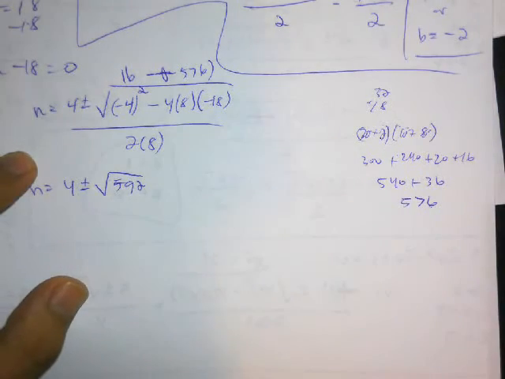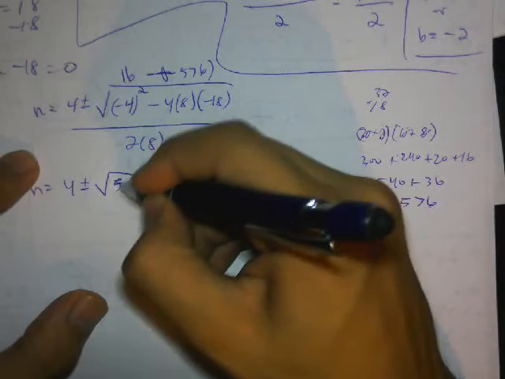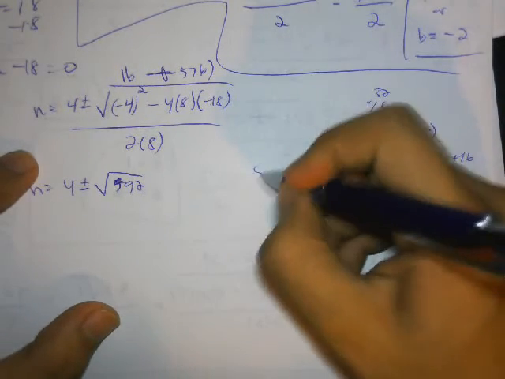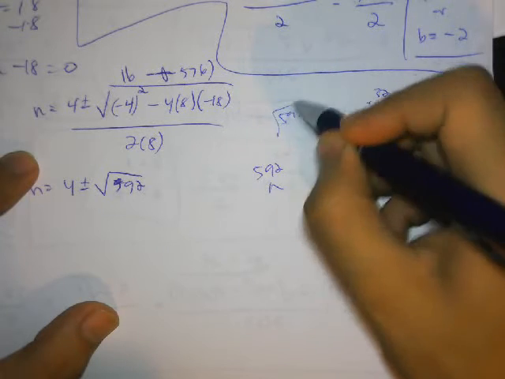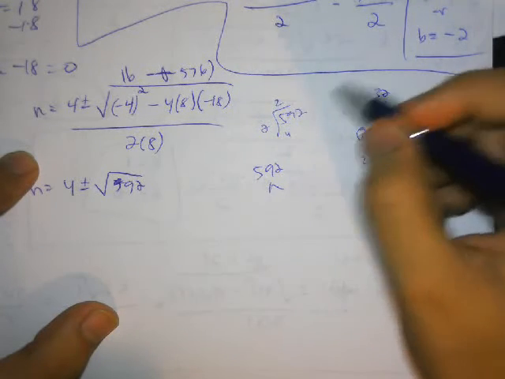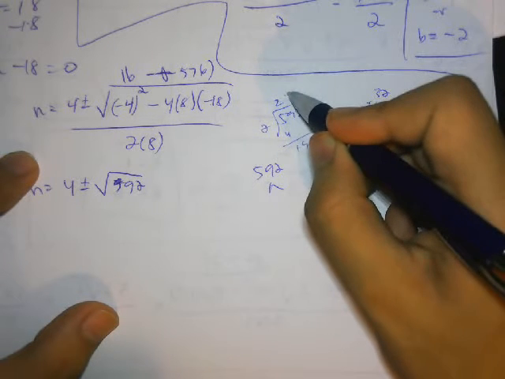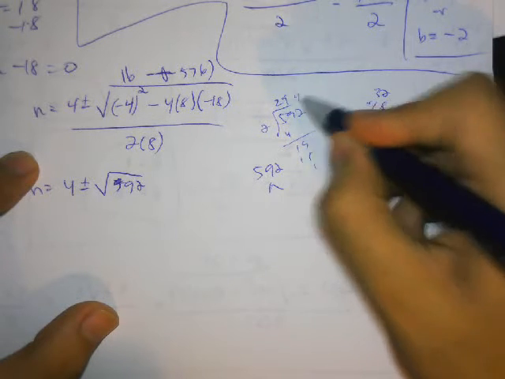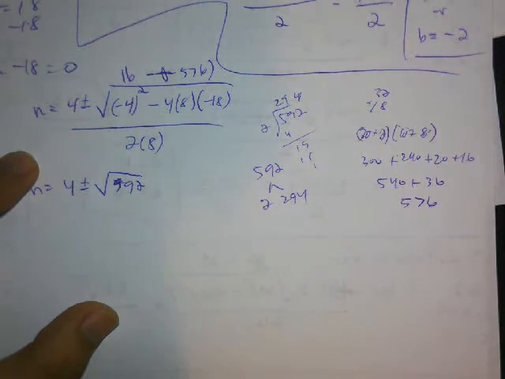592. Is 592 a perfect square? Let's double check that. 592, it is not, so let's factor it. Factors of 592 are 2 for sure. So 592 divided by 2 is 294... 2, and is 294 a perfect square? 294, it is not.